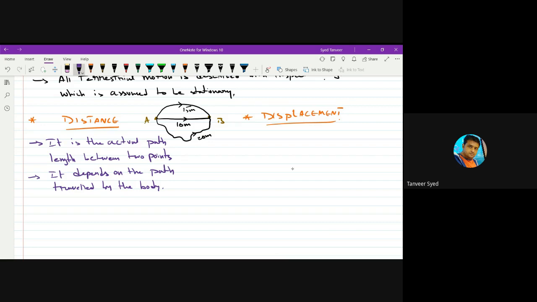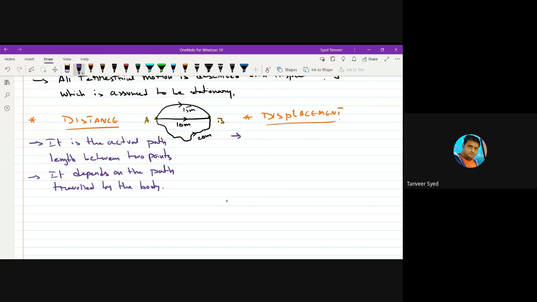That is distance. Now, what is this displacement? This is a very fundamental and very important difference between distance and displacement, which you should understand very clearly. We will be using these two things all over our chapter. Not only in this chapter, in the coming chapters also. Distance and displacement.